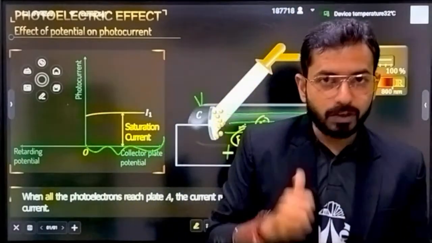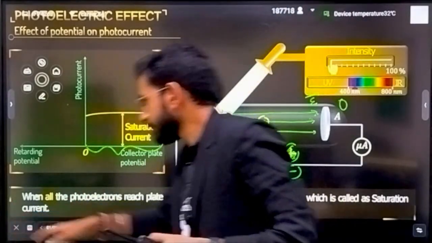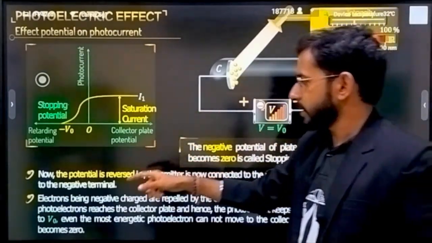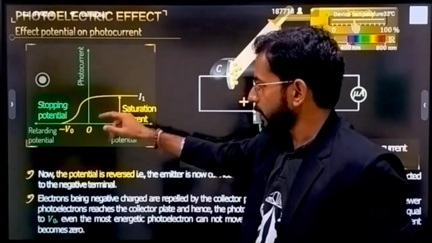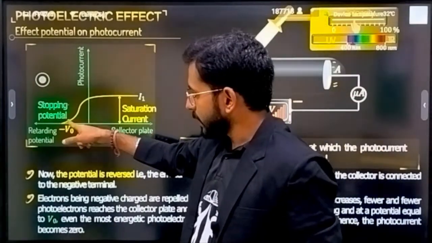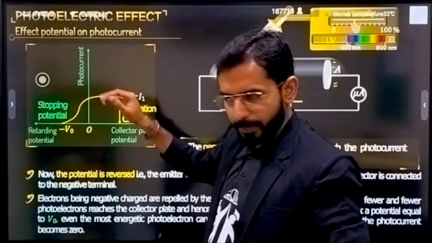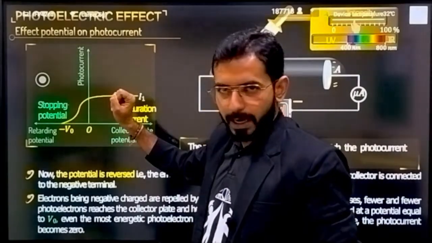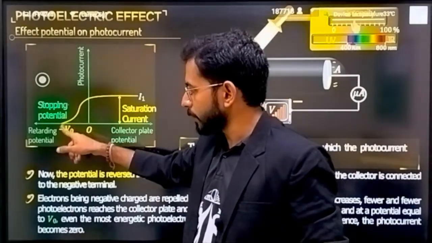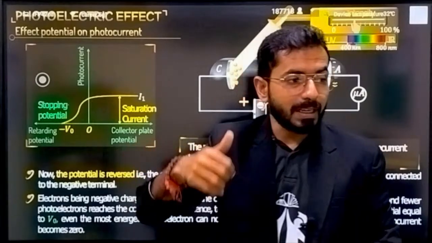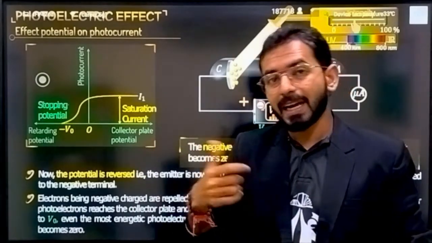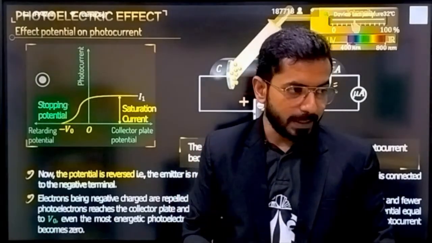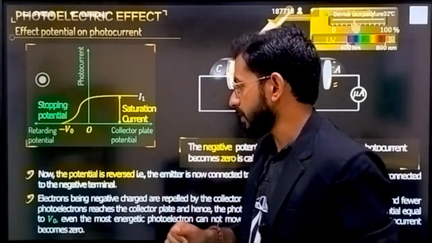So what is the definition of stopping potential? Now understand. Now see here. This is the negative potential, and here it is represented. This is the curve. As you increase the potential, at a certain point the current will become 0. That point is called what? Stopping potential, because at that potential not a single electron will be able to reach the collector plate. This is what we have to understand.